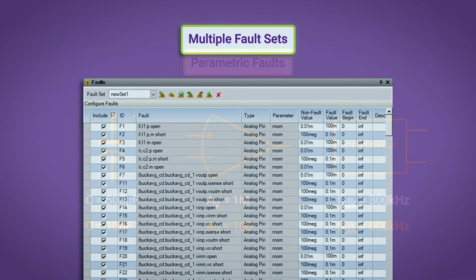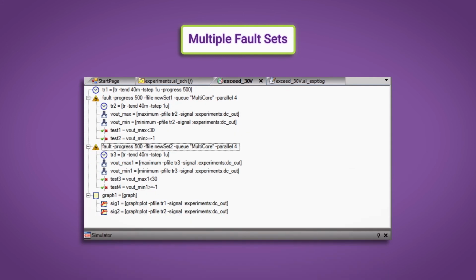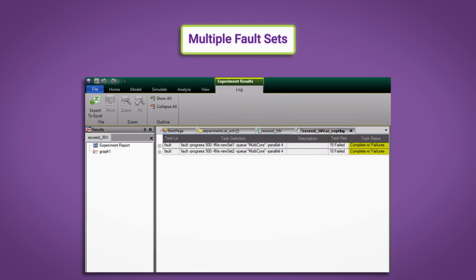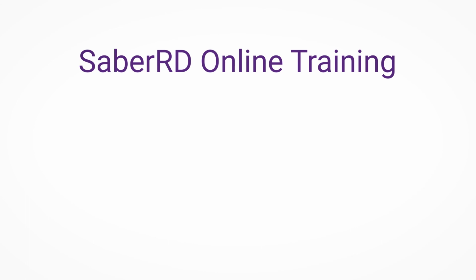We can create multiple fault sets by using the Copy Set button and editing. Multiple fault tasks in our experiment can reference these extra sets. Running the experiment puts results into a single hierarchical report, which we can export to an Excel spreadsheet for further analysis. This concludes this section of the Sabre RD online training course.